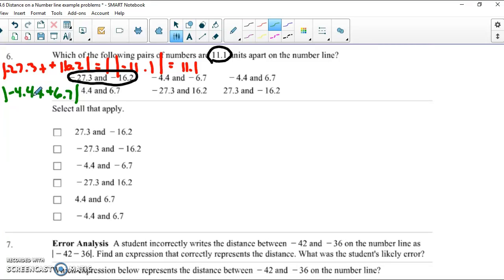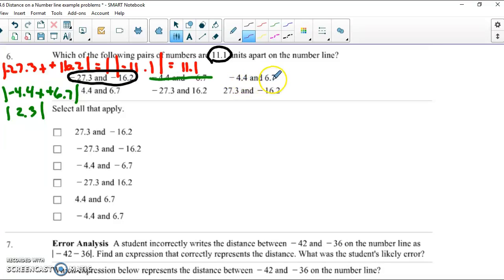So the difference between 4 4/10 and 6 7/10 is 2 3/10. My larger number is positive, so my answer is positive, and the absolute value of 2 3/10 is 2 3/10. So this would not be an example of a pair of numbers that are 11 1/10 units apart. Let's look at -4 4/10 and 6 7/10.